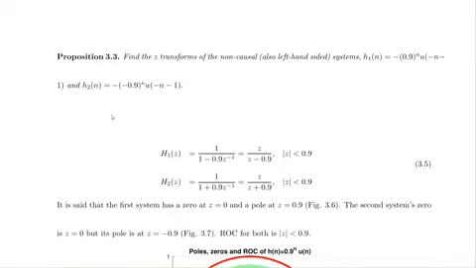Now, proposition 3.3. Find the z transforms of the non-causal, also left-hand-sided systems. The first one, h1 of n, is equal to minus 0.9 to the power of n, u of minus n minus 1, and the second one, minus 0.9 to the power of n times u of minus n minus 1, left-hand-sided or non-causal.